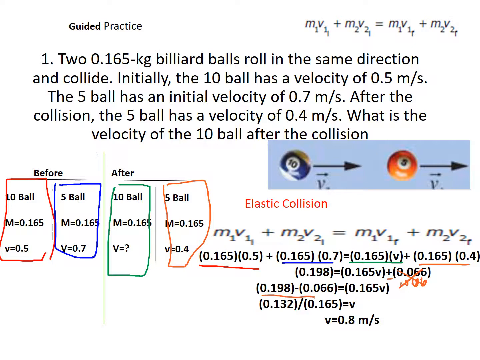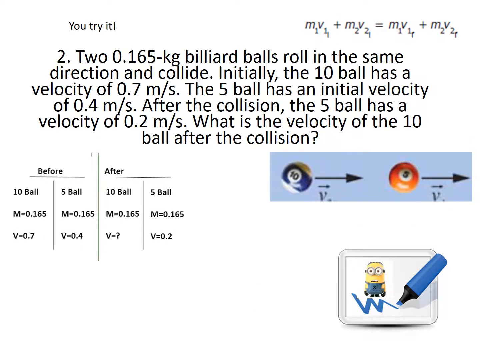When we subtract these two, we get 0.132, and we divide both sides by 0.165 to get rid of the number and leave v by itself. And so we have 0.132 divided by 0.165 equals v. So v equals 0.8 meters per second after collision.